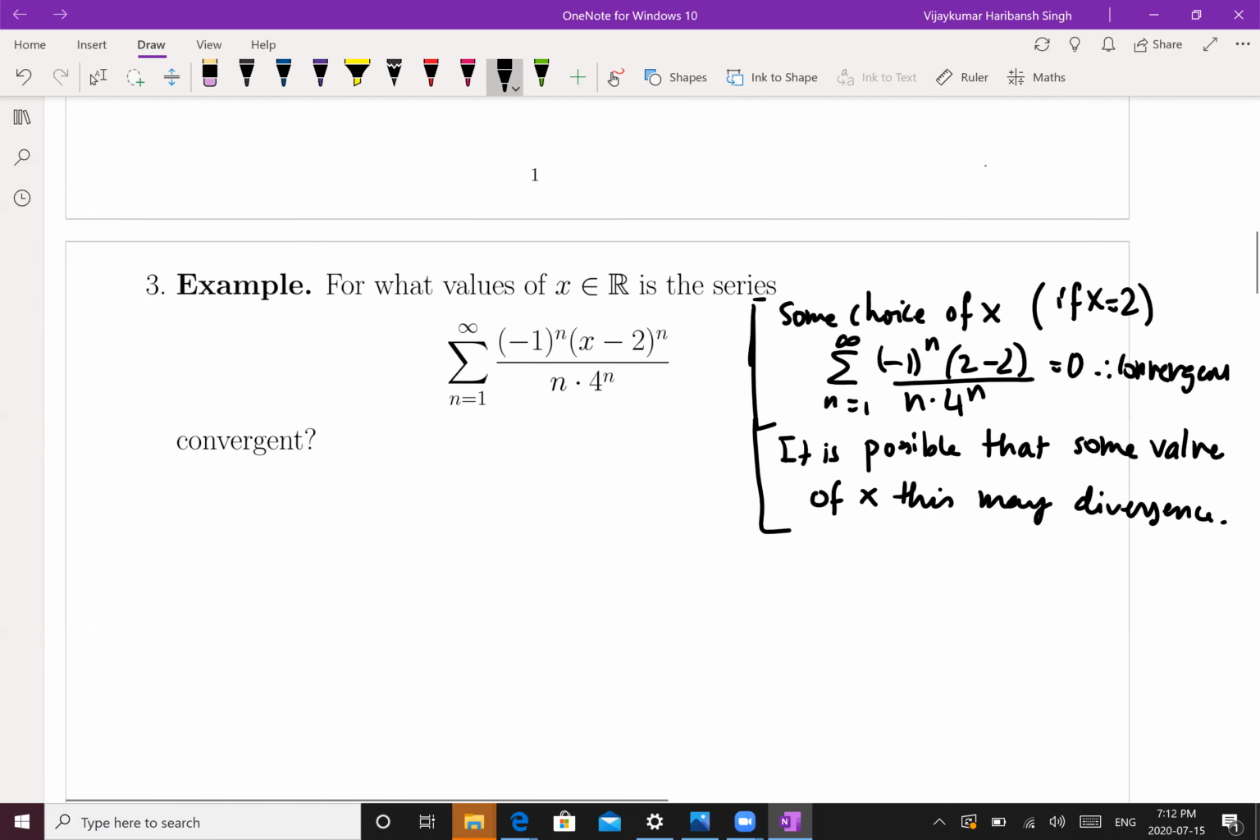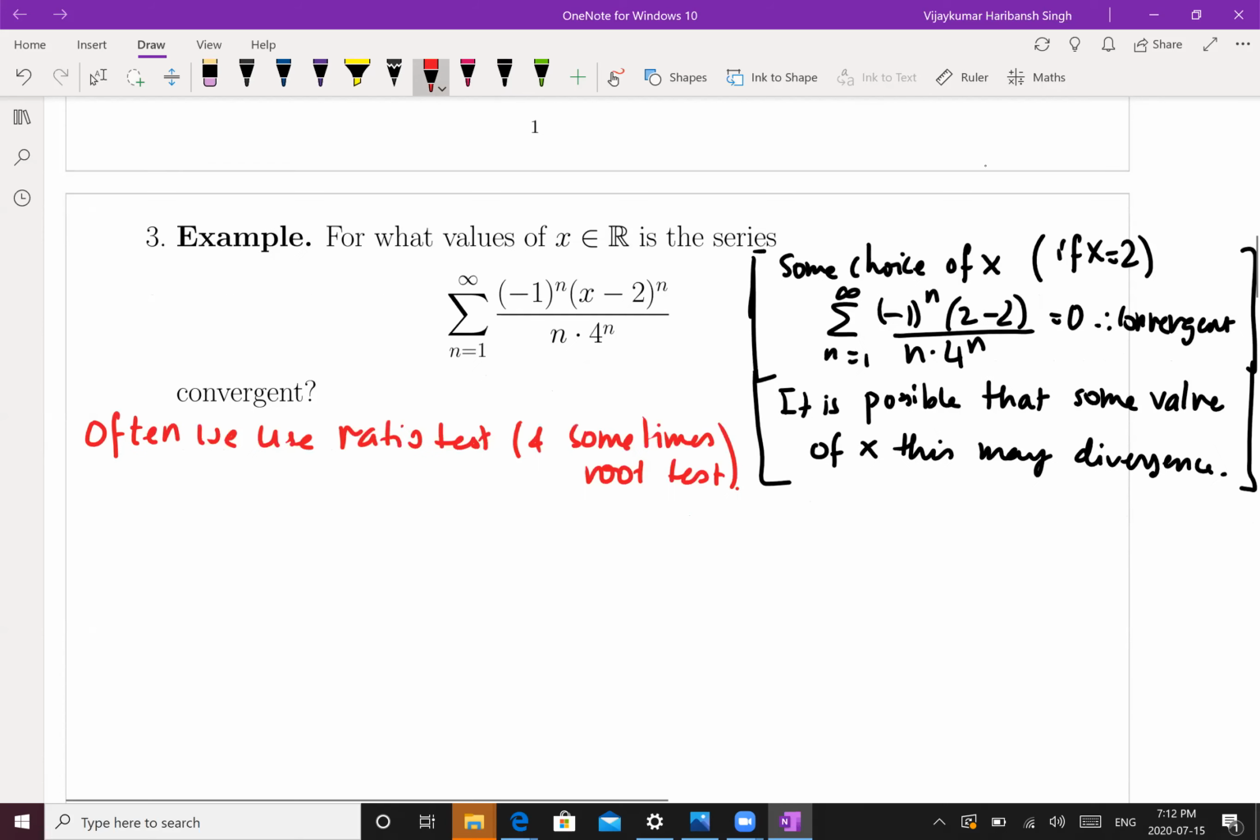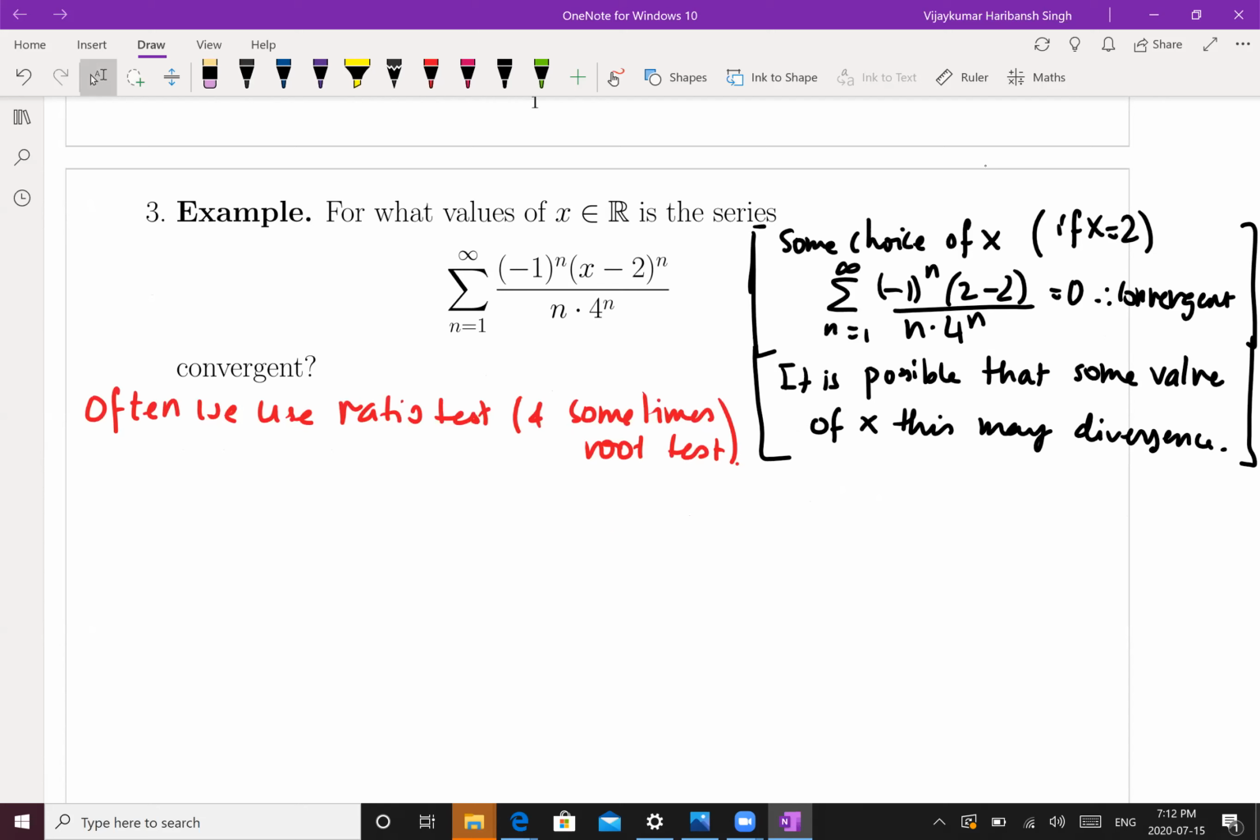Often we use the ratio test, and sometimes the root test. So again, we'll use the ratio test here.